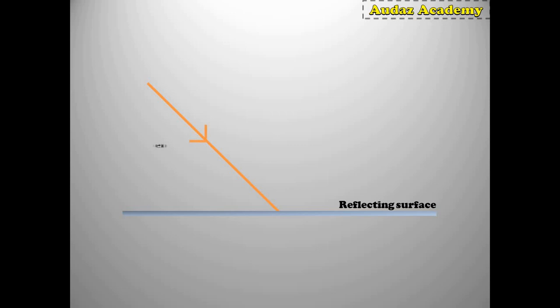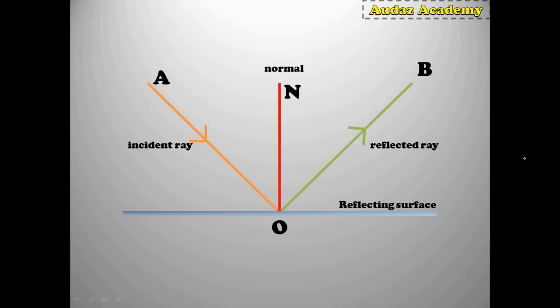Light traveling from the source strikes the surface and bounces back in another direction. This is called reflection of light from that surface. In the ray diagram, the left incoming ray is called the incident ray, where ray AO is the incident ray, and the one which after striking returns in the same medium is called the reflected ray. Here ray OB is the reflected ray, and the central line which is perpendicular to the surface is called the normal line. ON, here it is normal.